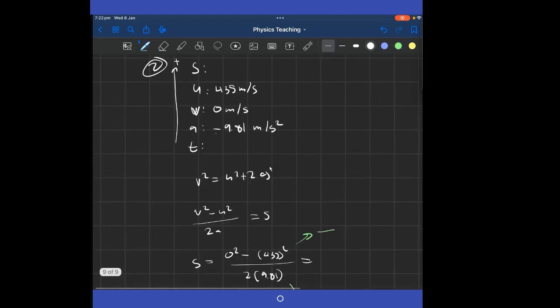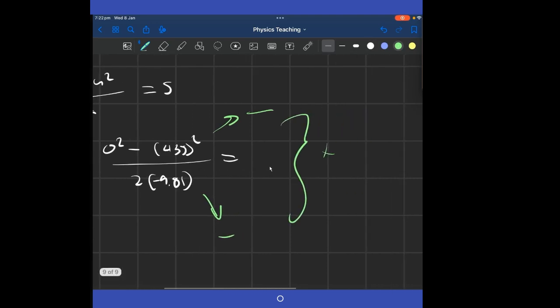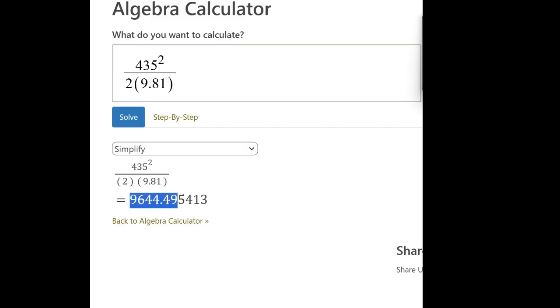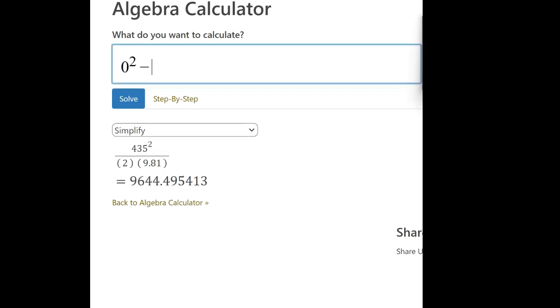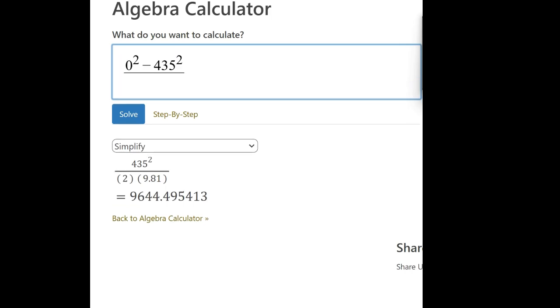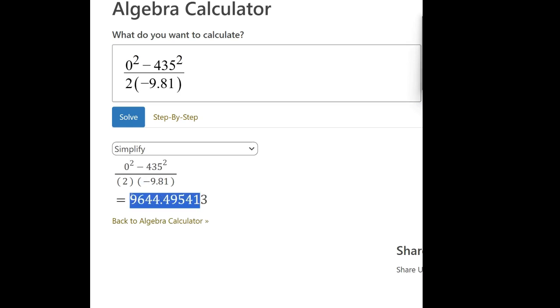Oh yeah, here we go. The acceleration is negative, so we need to put negative here, so the denominator is going to be negative. Overall, a negative divided by a negative is going to give us a positive. The positive answer is going to be 0 squared minus 435 squared, whole thing on 2 times minus 9.81. Oh my god, it's the exact same answer. Here we go, guys. We're using our brain, and things are easy for us now.